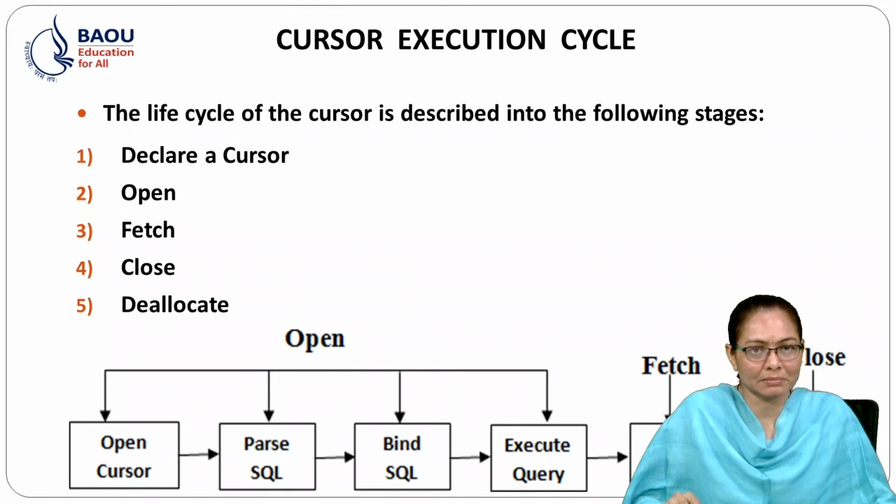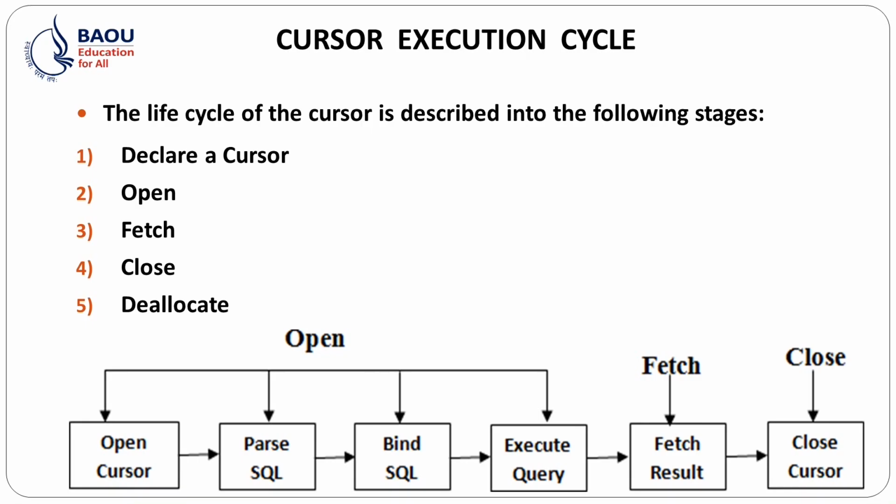See in the diagram, the activity carried out by the server in the key phases. See, the open phase is used. In this phase, the memory is allocated for the cursor processing. The select statement is parsed, the variables are bound, and the select query is executed, and finally the pointer moves to the first record. So open cursor is used for this.